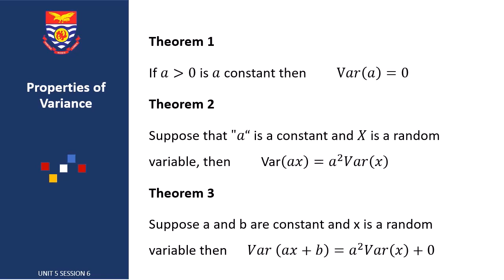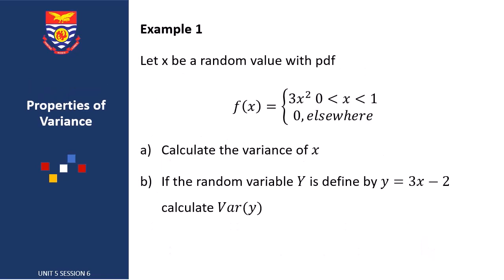Now look at Theorem 3. Suppose we have a and b being constants, and X is a random variable. Then the variance of the expression aX plus b will be equal to a squared multiplied by the variance of X, plus 0. Do you know why it's plus 0? Because the last term, b, is a constant, and the variance of a constant is 0. Good. If you understand that, then let's pick up an example.